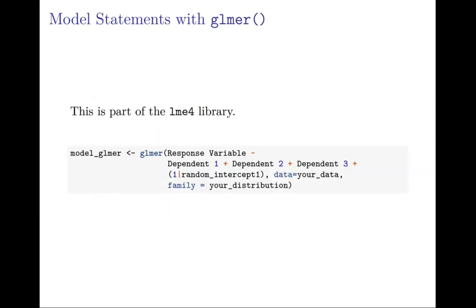So you use the model statement glmer to run these generalized mixed effects models. It's part of the lme4 library. This is all very similar to what we talked about for linear mixed effects models, except your model starts with glmer instead of lmer. Again, it's your response variable as a function of any number of dependent variables plus your random effects. But after you specify your data, you also have to specify your family, which is the distribution that you want. Again, go to the help for glmer if you want to see what options are available, but your most likely ones are the ones we're going to talk about.